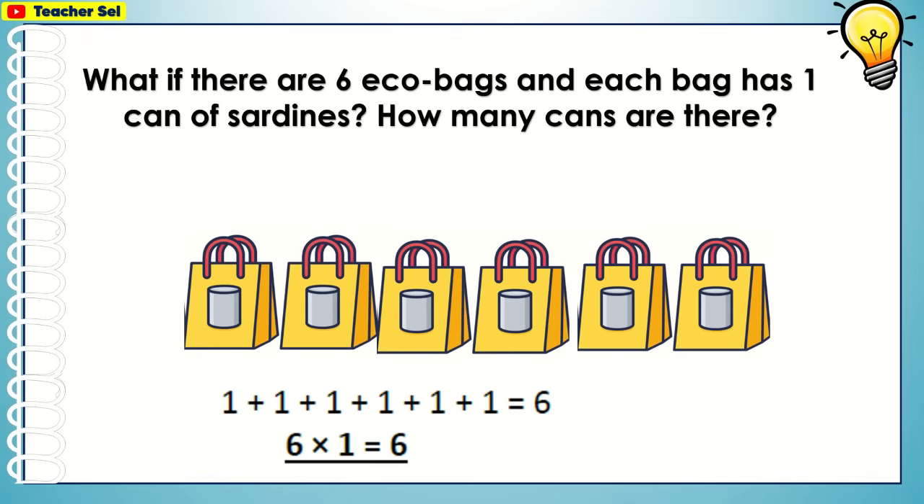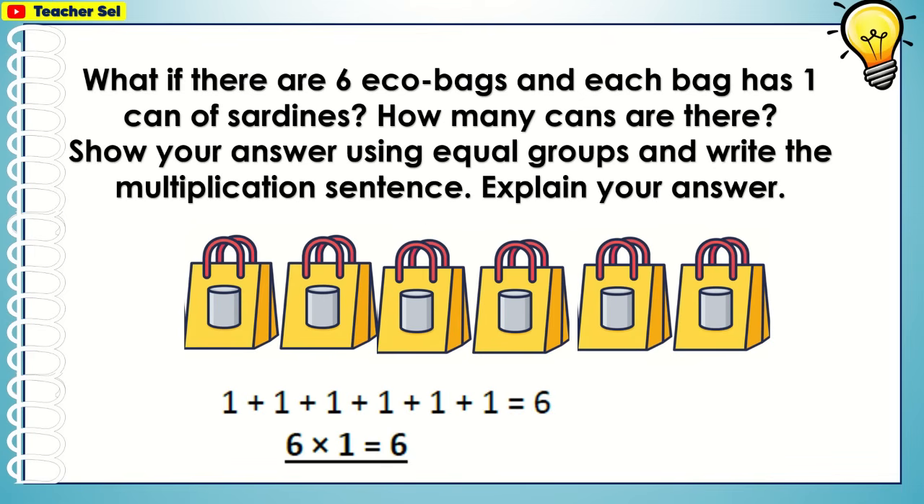What if there are 6 eco bags and each bag has 1 can of sardines? How many cans are there? Show your answer using equal groups and write the multiplication sentence. Explain your answer.